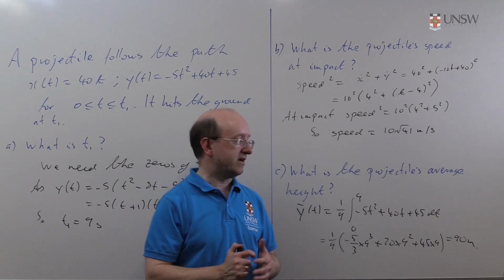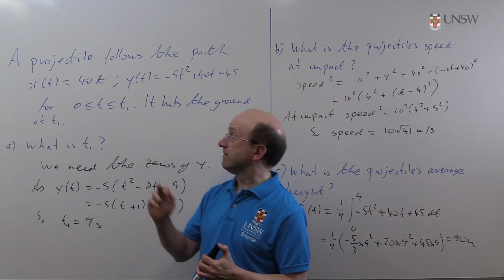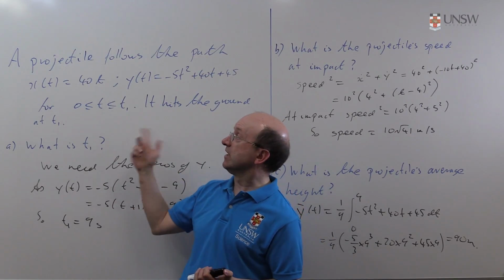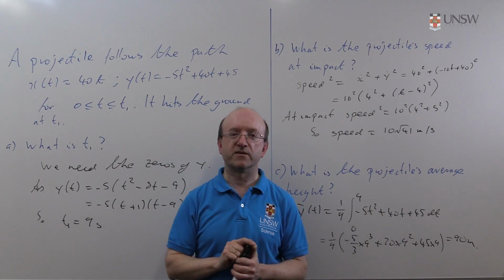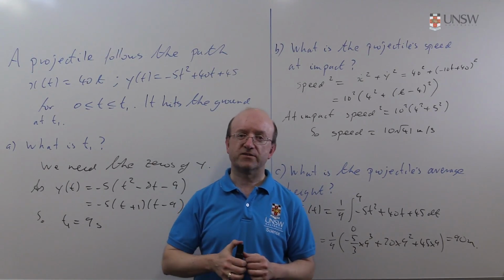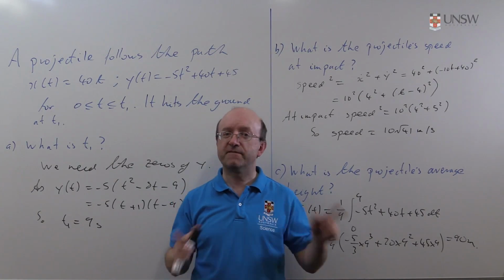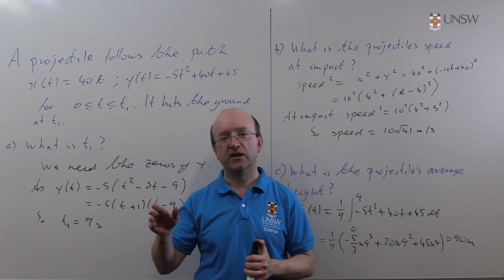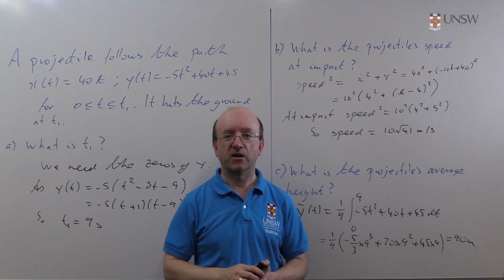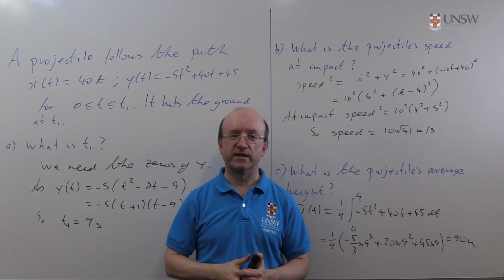Now, we could work out from x, of course, just by putting in t equals 9, that the horizontal distance the particle travels is 360 meters. The last part of the question actually asks us to calculate not that, but how far the projectile goes in space. So that's really asking us for the length of the arc when it travels along this path. So that's what we're going to do next.